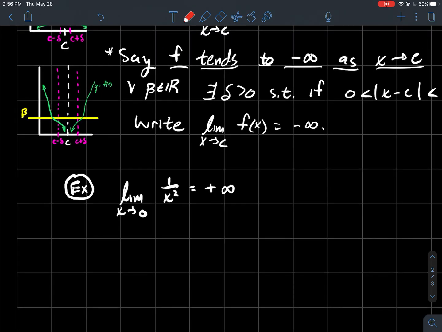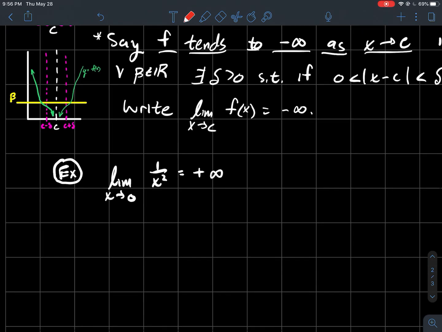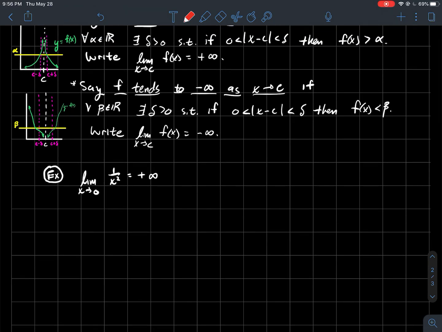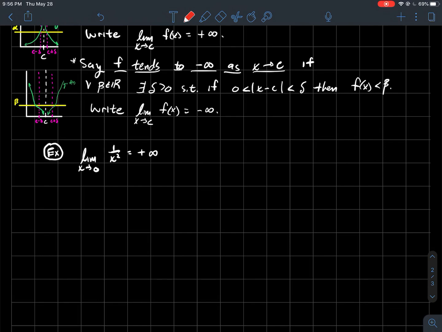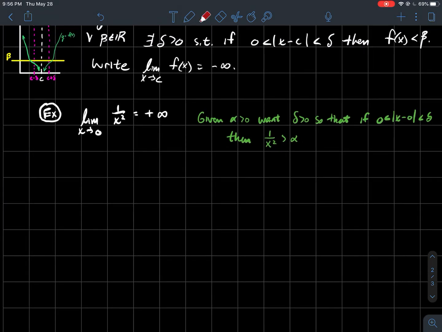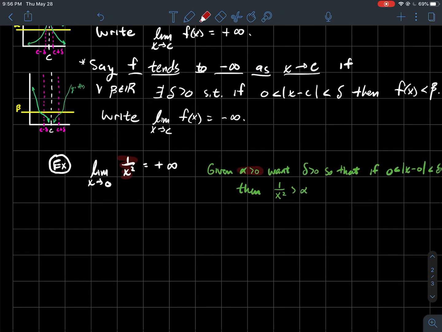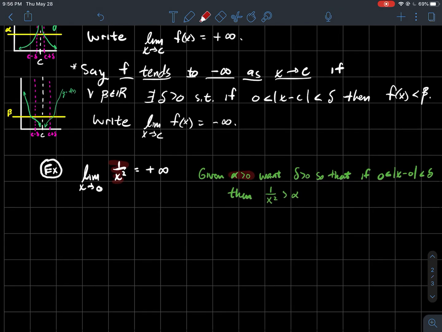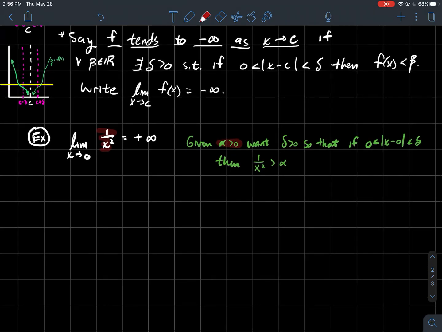Cool. So let's do some examples to get used to how we use these definitions. To show that the limit as x approaches 0 of 1 over x squared is positive infinity, given some alpha, by the way, that's greater than 0 here, instead of just alpha in the reals, why am I saying that? Just because I know 1 over x squared is always a positive number. So instead of up here for all alpha in the reals, for this particular function, just positive alphas suffice.